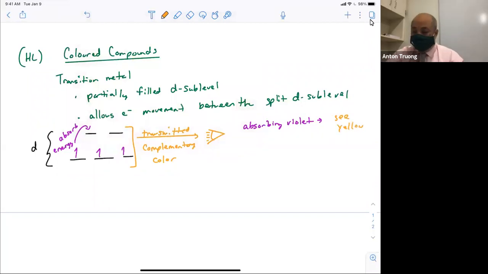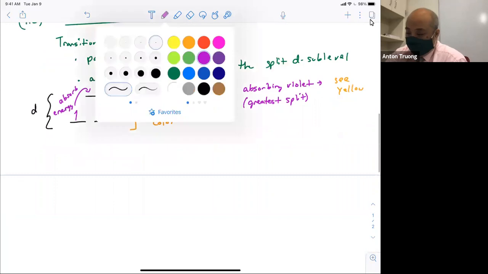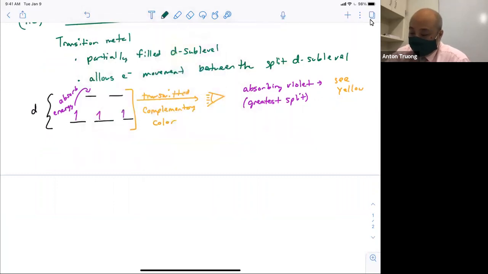You'll see yellow. And that violet is the greatest split. It has a couple of different factors, so that's what we're going to talk about next. Understanding why the color varies because of the split D sublevel is the first fundamental thing. But then you ask, what about the complex causes the change in color? There's three major things.